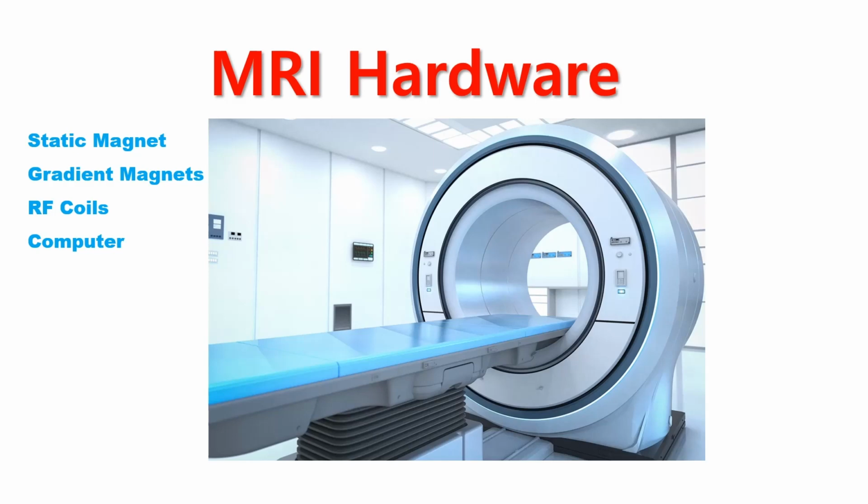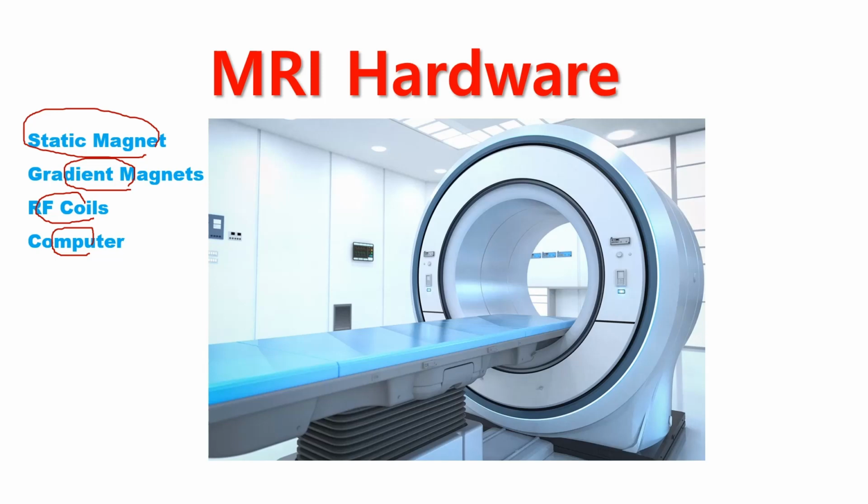Today, we will see what kinds of hardware are used in the MRI. The MRI consists of the static magnet, the gradient magnets, RF coils, and the computer. The computer is used to analyze the MRI signal using the Fourier technique to construct the MRI image. Thus, we will not further mention it here.